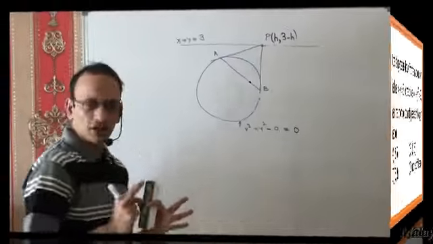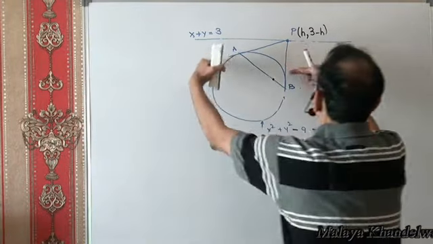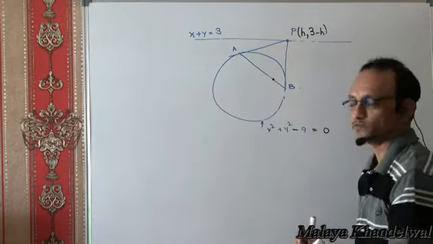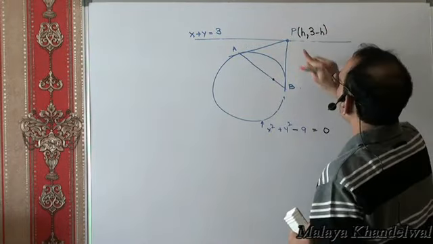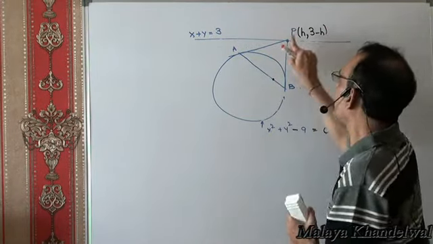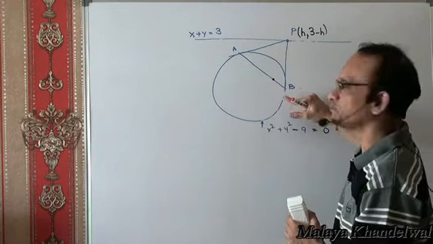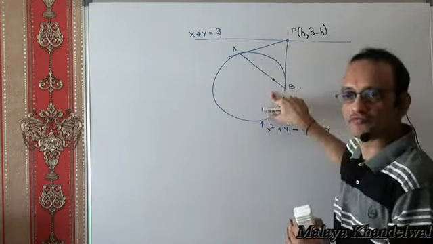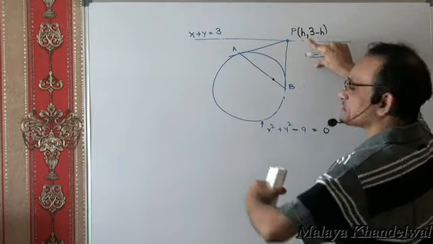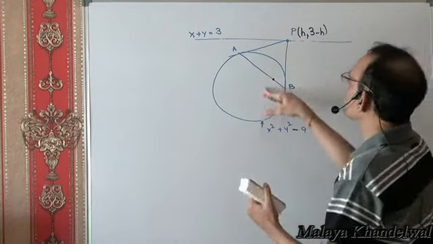Right. So another problem for you. There is the circle x² + y² − 9 = 0, and there is a line x + y = 3. Now I select a point P on this line and I draw a pair of tangents PA and PB. Now AB is the chord of contact. Now if I select different points on this line, I get different ABs.